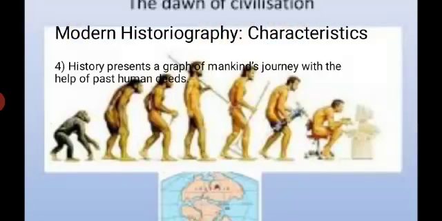Last one. History presents a graph of mankind's journey with the help of past human deeds. In this way, scientific approach and logical reasoning can be seen in the modern historiography.